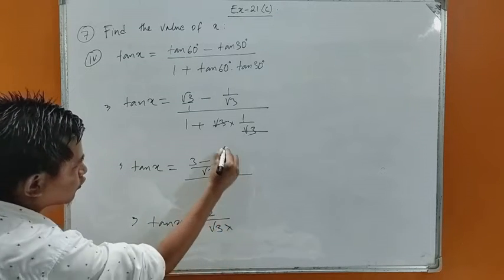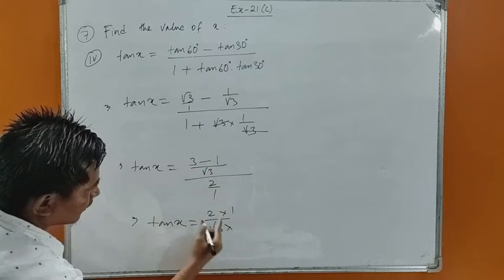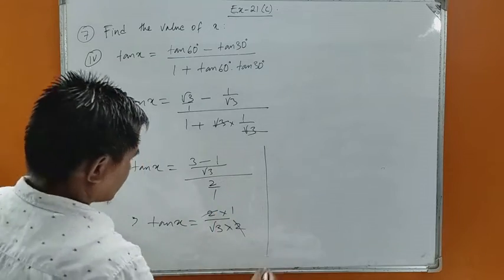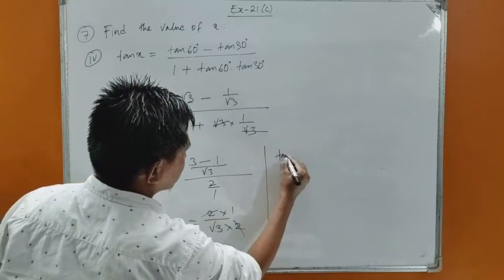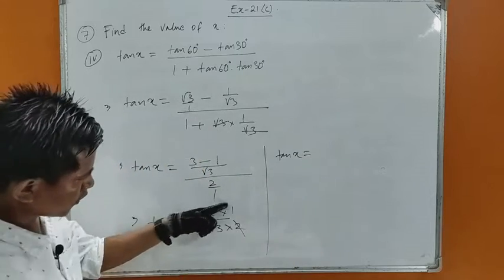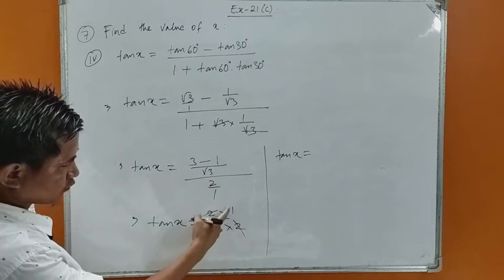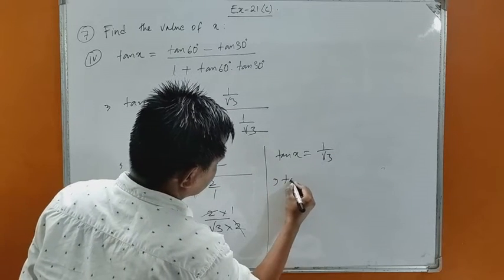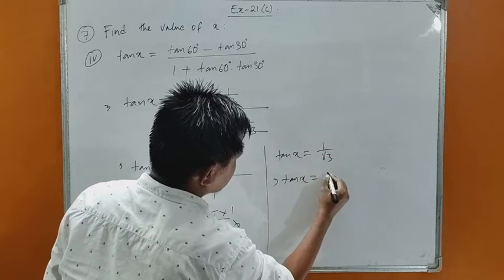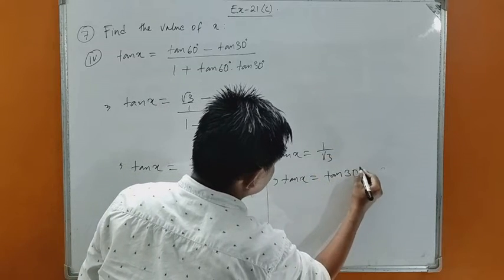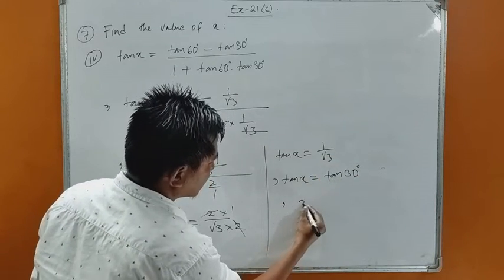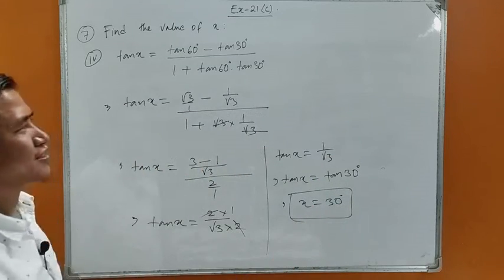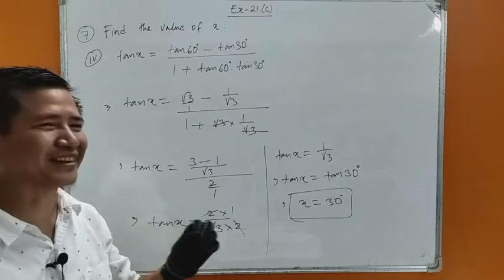So this 1 goes up to the numerator and this 2 comes down to the denominator. So 2 and 2 cancel. So tan x equals 1 upon root 3. Tan x equals 1 upon root 3 means tan 30 degrees, isn't it? So leaving tan from both sides, x equals 30 degrees. Okay, this is the process, this is the method you should be using in class 10.